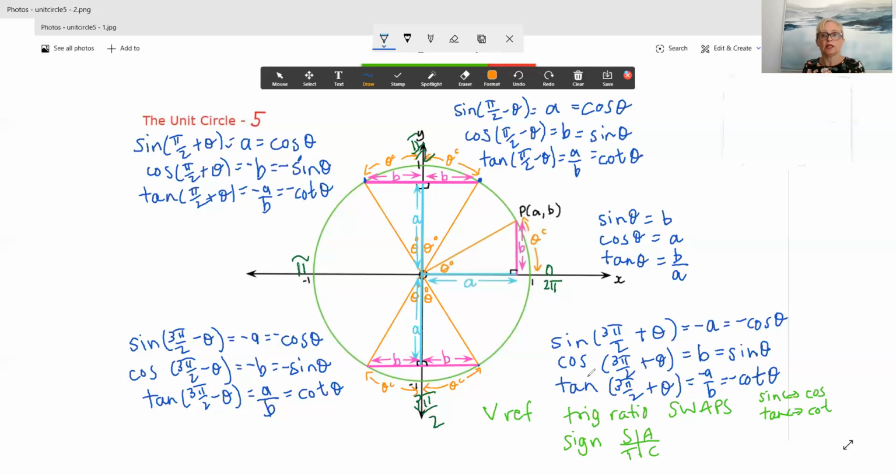Now, in the next video, we're going to do some mixed examples of both horizontal and vertical reference. And I'm going to show you how simple it is to just ask yourself a few questions, maybe draw a little sketch, and you can work this out very, very easily. Absolutely no need for rote learning.